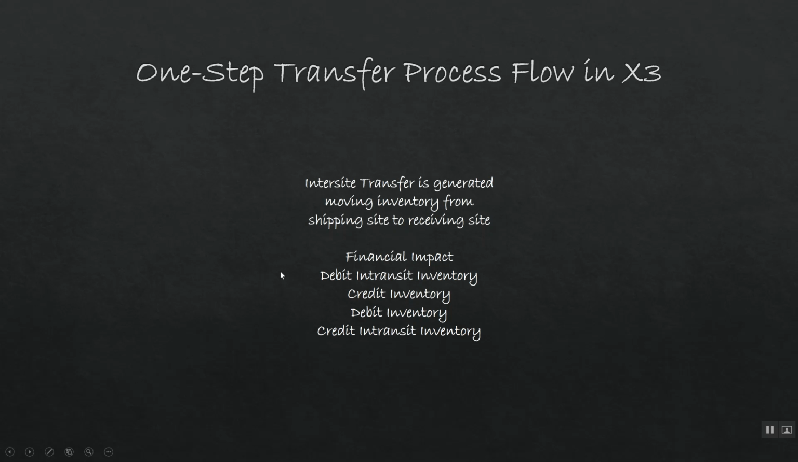The process flow for the one-step transfer method. Basically, it's a singular transaction where you're specifying the origin site and the destination site. Then you in turn specify the product and quantity that's going to be transferred from one location to the next. From a financial impact perspective, all the flows through the inventory and in-transit inventory accounts happen within one journal entry.